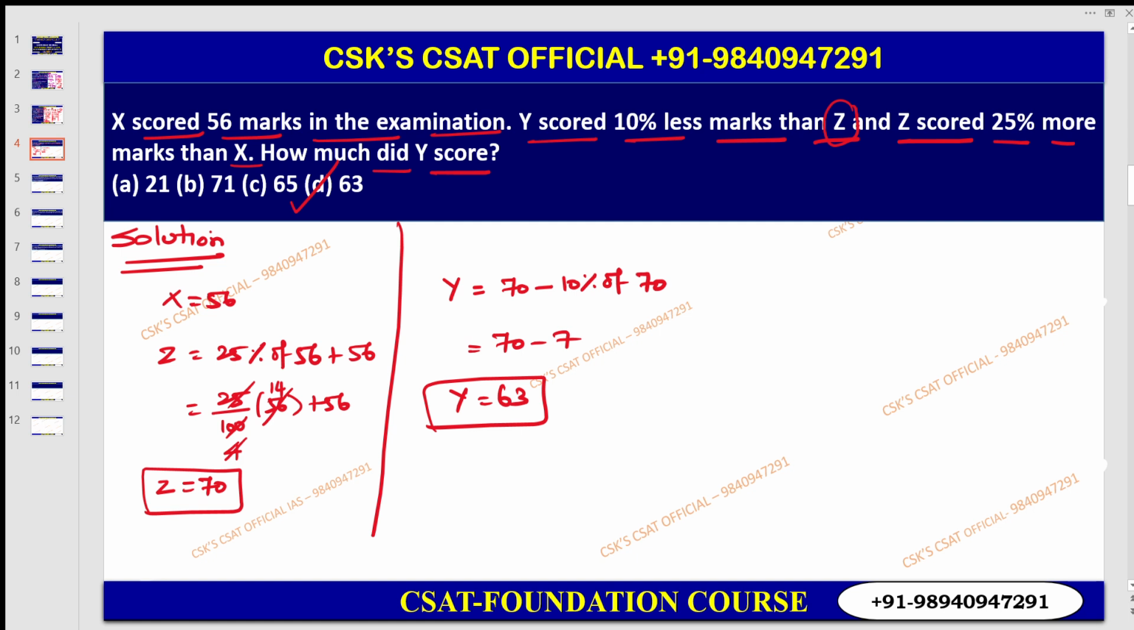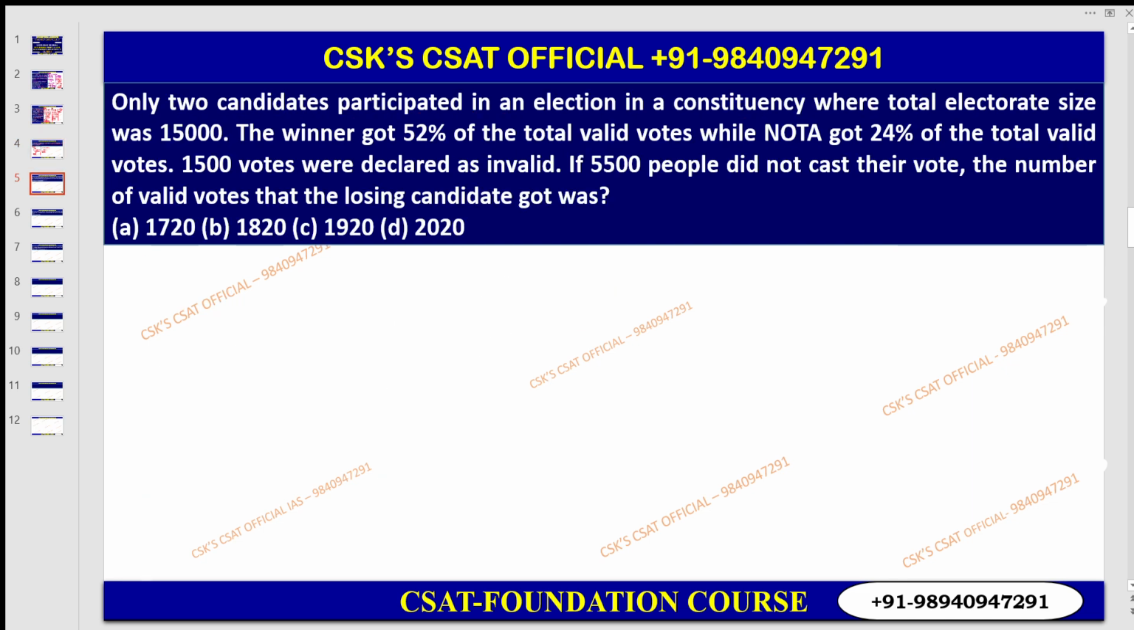So like that, very simple questions are also there in your 2024. You should not forget this. So you have to work on this kind of questions. Okay, next. This kind of NOTA based questions, election based questions, where two candidates participate in the election, are there in many of the previous year question papers. In the recent year 2023, there was a question based on this also. So you must focus on this also.